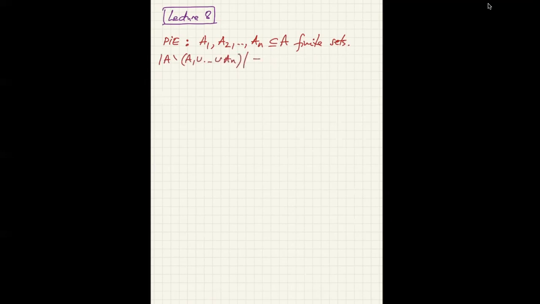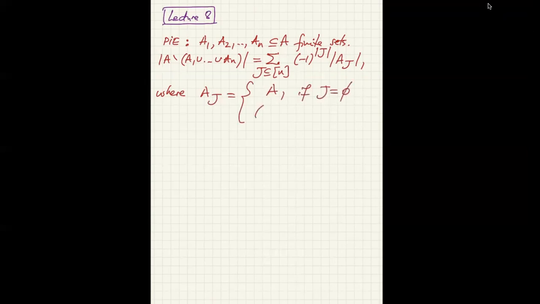this will have a concise form as a summation over all sets of indices J in the set of indices 1 up to N of -1 to the cardinality of J times the cardinality of AJ, where AJ denotes the following. It will denote the big set A if J is the empty set, or it will be the intersection of all Aj for j in J, otherwise, if J is not empty.